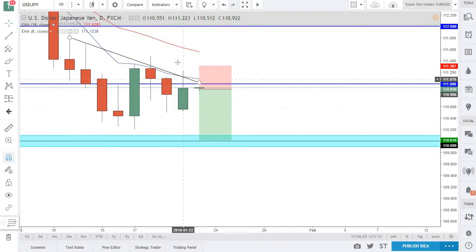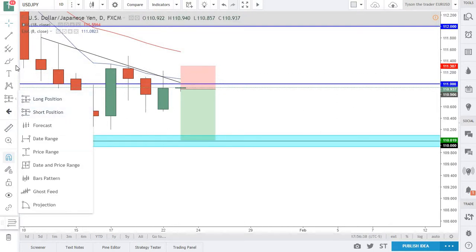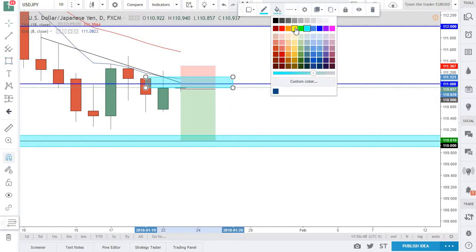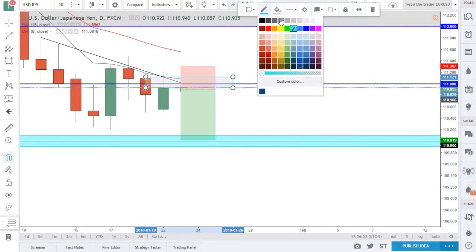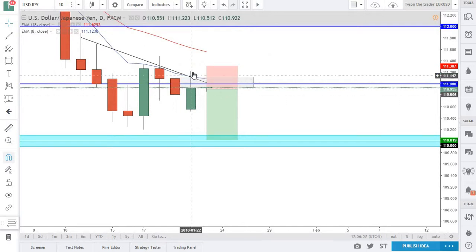So yesterday's candle, as you can see here, rejected to break above 111 and rejected to break above our 8-day moving average. So this was an area of confluence. We can just draw a shape around this zone to at least highlight our area of interest. You can choose any color. I'll just choose gray. Yeah, just like that. So you can see that we failed to break above.